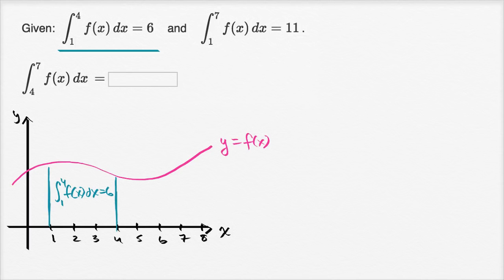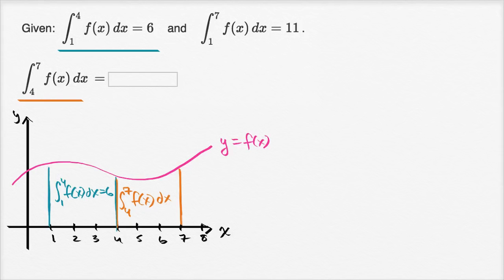And now let's see. We also have the region that goes from 4 to 7. We have this region right over here. And that area is represented by this definite integral, the one that we need to figure out, the definite integral from 4 to 7 of f of x dx. We need to figure that out. So that's the area of the region between x equals 4 and x equals 7 under y equals f of x above the x-axis.